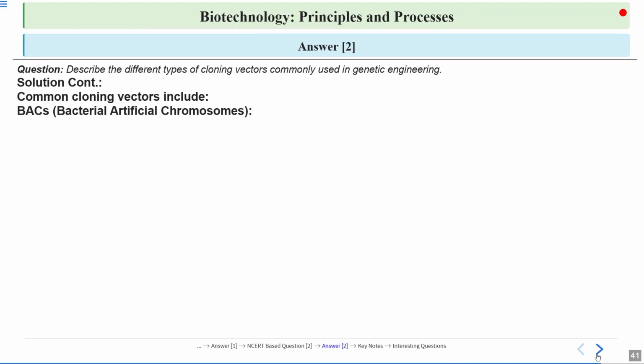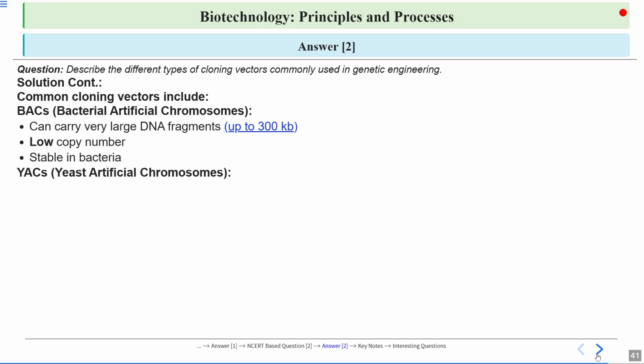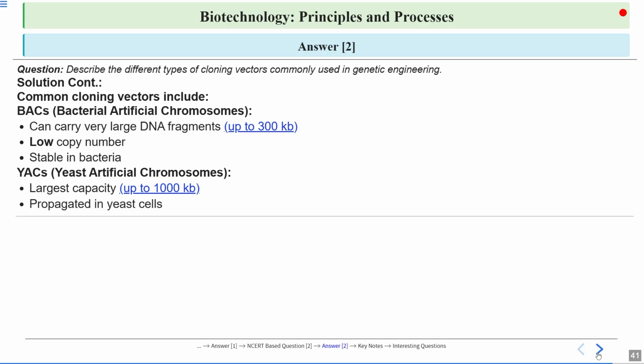Then there is BAC, that is bacterial artificial chromosome. It can also carry very large DNA fragments, up to 300 kilo base pairs. It has a low copy number because as the DNA fragment size is large, more metabolic pressure will be on the host. It is stable in bacteria. Then this YAC, that is yeast artificial chromosome. It has the largest capacity, that is 1000 kilo base pairs, and it can propagate in yeast cells.